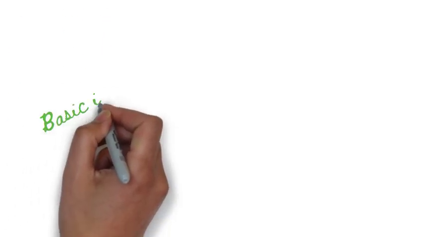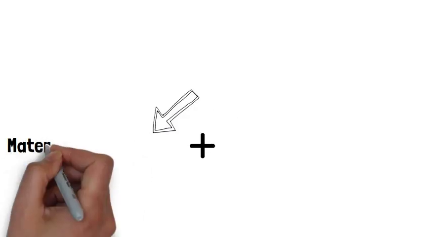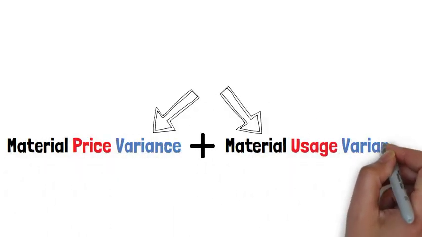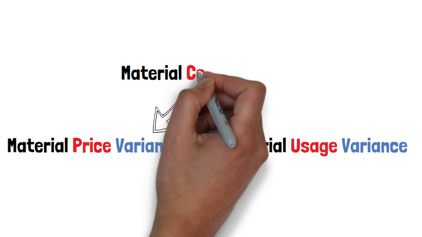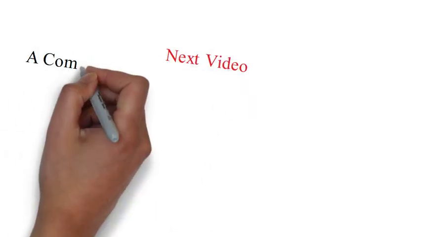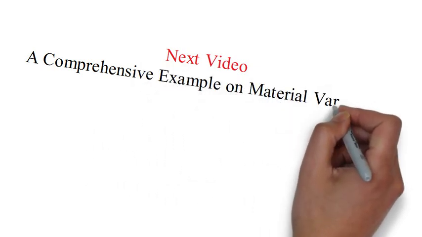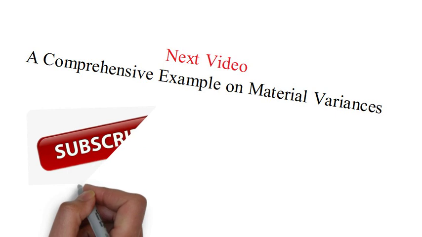So buddy, I hope you all are clear with the basic idea of the material price variance and the material usage variance. The sum of material price variance and the material usage variance is called material cost variance. We shall talk about this in the next video. So please watch the next video for a comprehensive example on material variances.